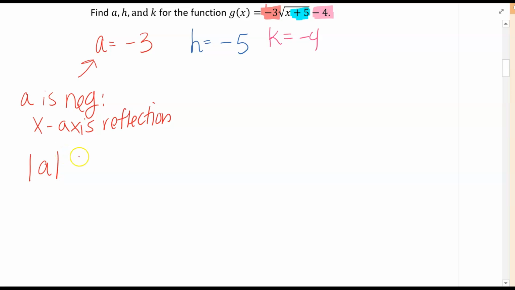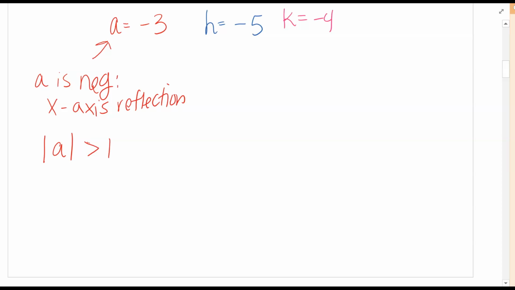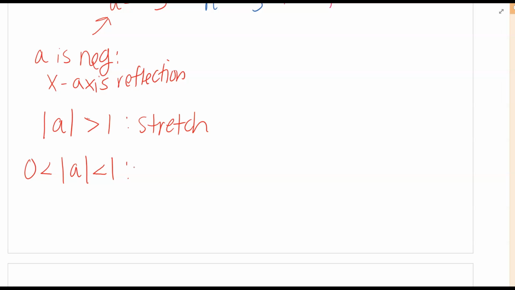If the absolute value of A is greater than 1, was that a stretch or a compression? Greater, so think about greater than 1, so you're stretching it, right? So it's a vertical stretch. And then if it was between 0 and 1, so 0 less than absolute value of A less than 1, it's a compression because this is between, okay? So compression.